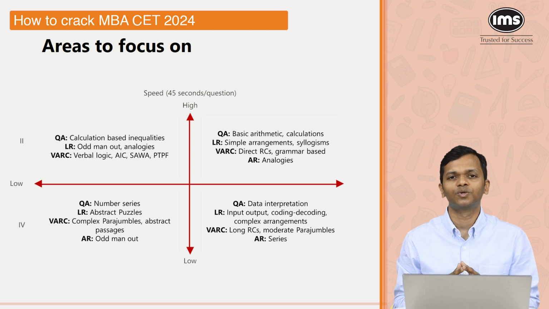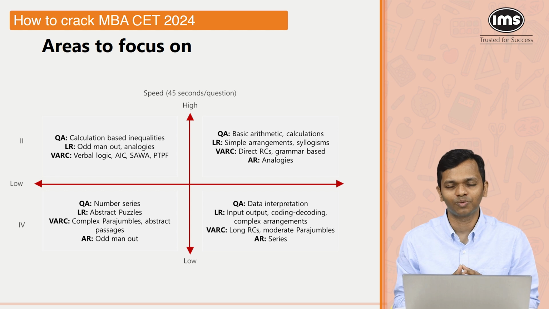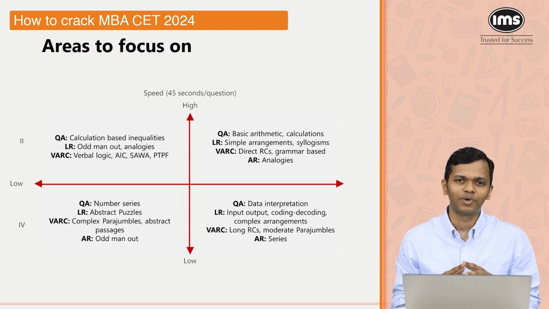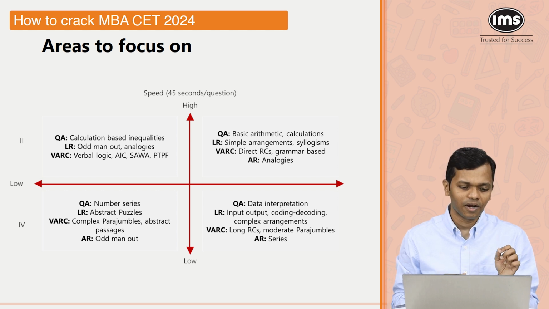So in quant, that is going to be number series. So for example, 4, 6, 8, what is the next one? Of course, this is an oversimplification of what kind of questions you get, because a lot of times these questions will not have straightforward logic and you will get stuck in a loop and just keep thinking as to what the answer is. Under reasoning, that is going to be abstract puzzles.